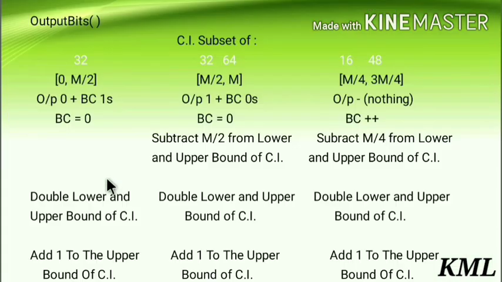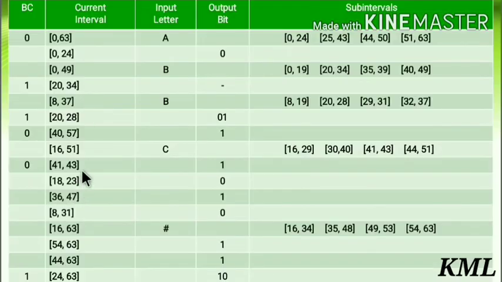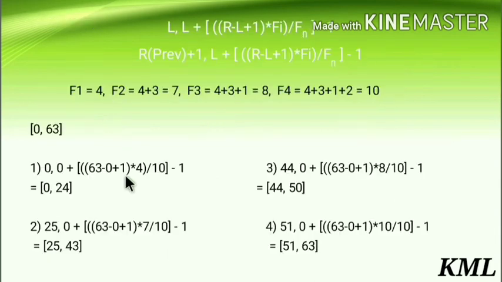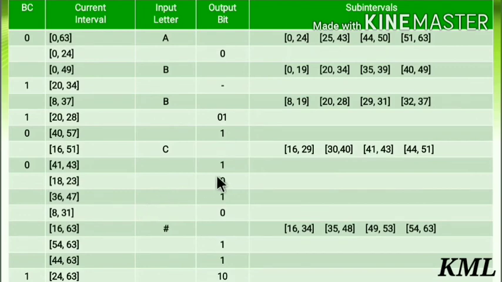Now 18, 23, see here, falls in this range, since 18 is greater than 0 and 23 is less than 32, so this case is satisfied. So now you have to output a 0 plus bit count ones. So you output a 0. What is your bit count? 0. So you don't have to add any ones.